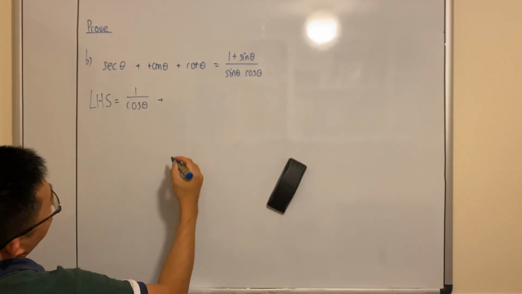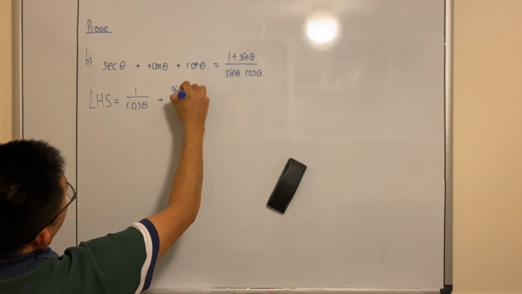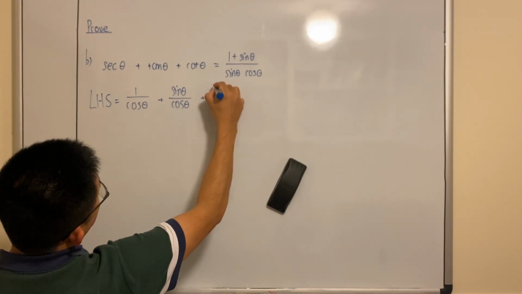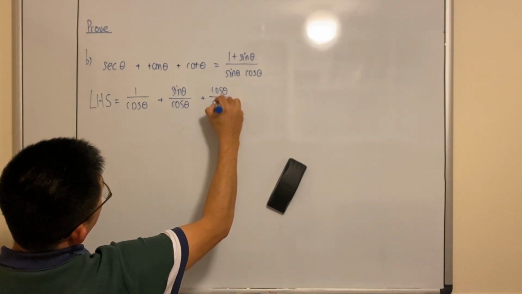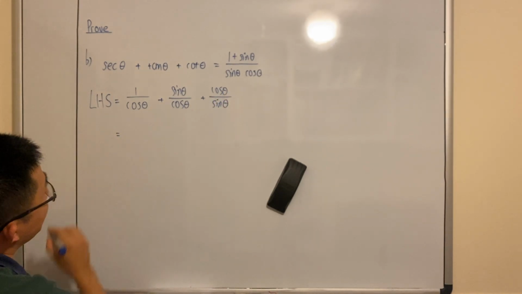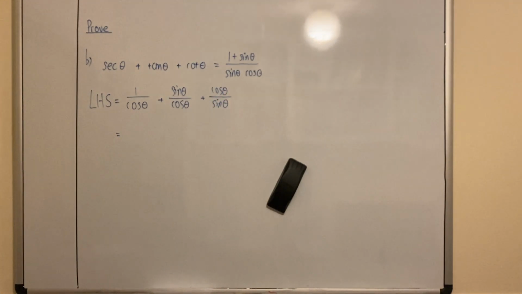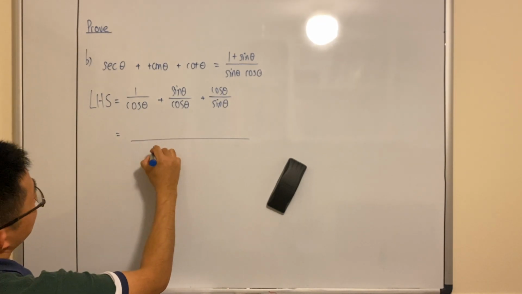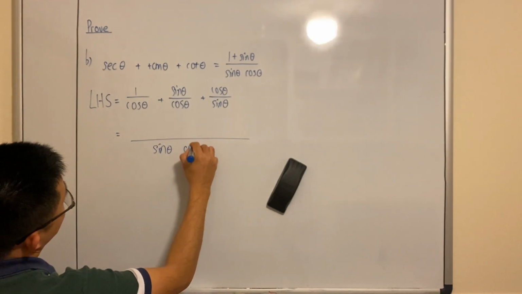Tangent, using the ratio identity, is sine over cos. And cotangent is cos over sine. Alright, that's pretty easy. Once we finish that, what we can do now is make the same denominator for every single term. And then the common denominator will be sine theta, cos theta.